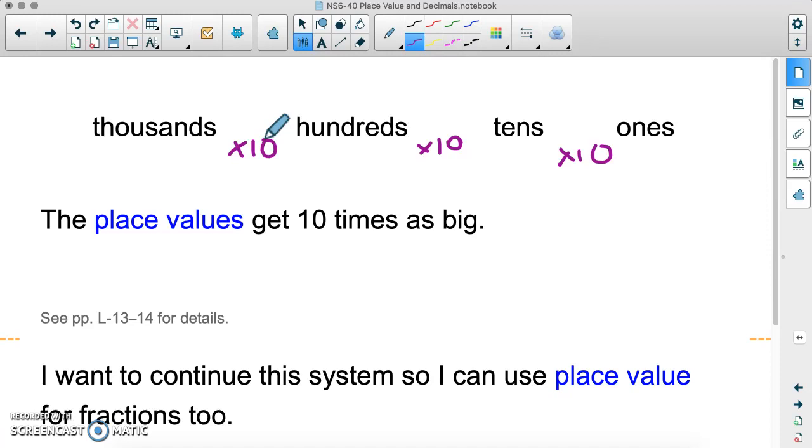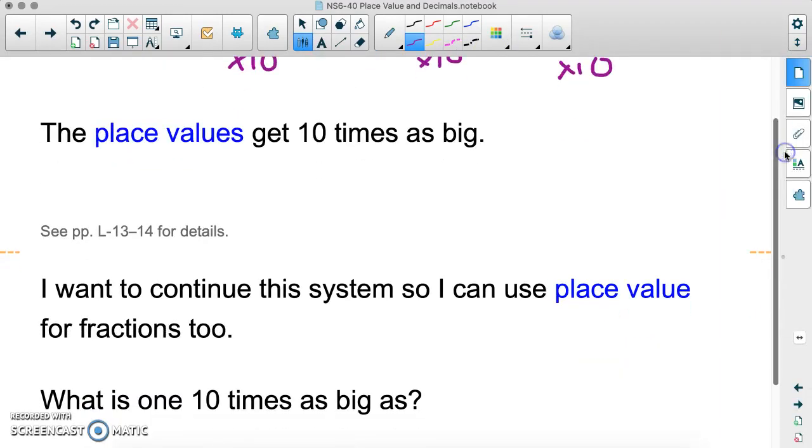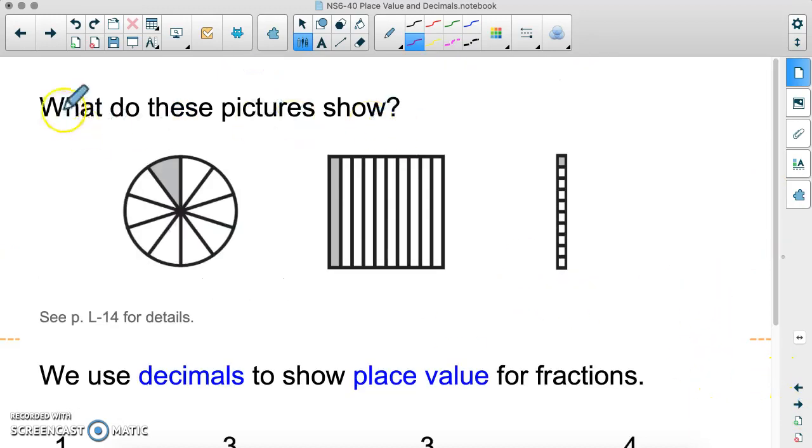Well, what is 1 10 times as big as? So 10 of what make 1 whole? Well, 10 parts make a whole. So 1/10 would make a whole, or 1/10 would be that. So let's look at that in a picture. So here, what do these pictures show? This shows 1/10 of a whole. This shows 1/10 of a whole, and this shows 1/10 of a whole here.